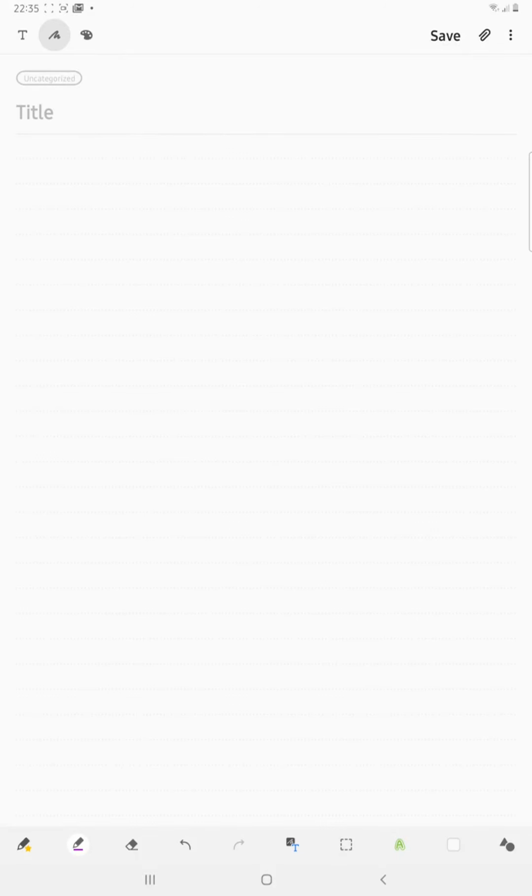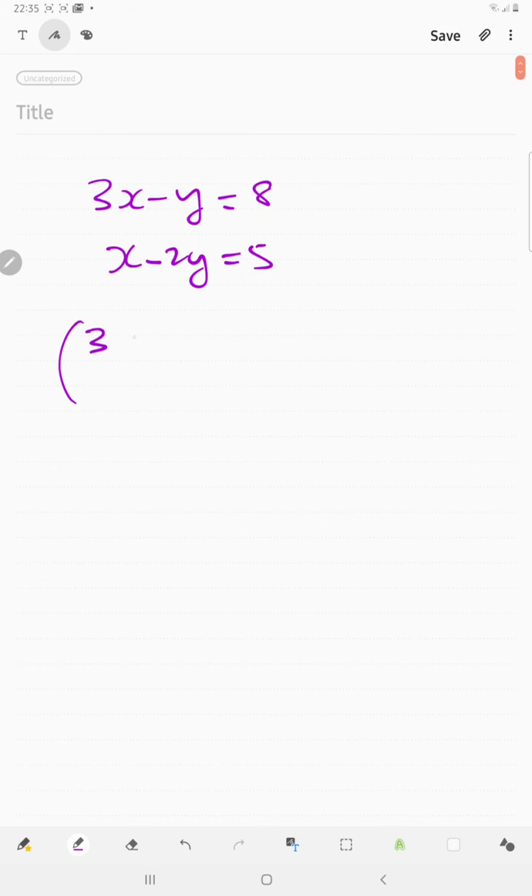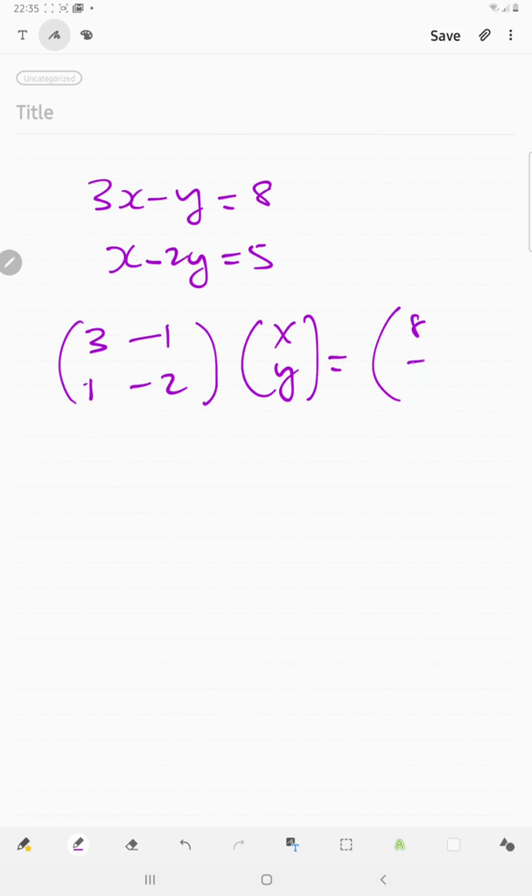And now let's look at a continuation of that, looking at it from Cramer's rule. So we can have 3x minus y is equal to 8, and then x minus 2y is equal to 5. In this case, a coefficient matrix can be equal to this: 3, negative 1, 1, negative 2, and then (x, y) at this particular point is equal to (8, 5). So we remember this is A, matrix A is equal to 3, negative 1, 1, and negative 2.